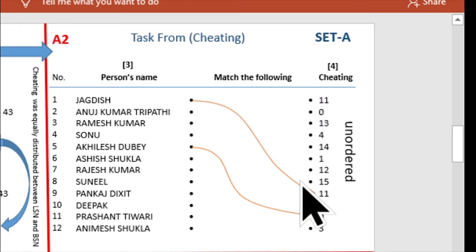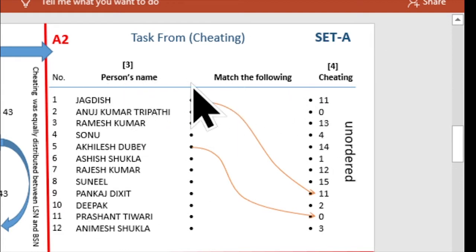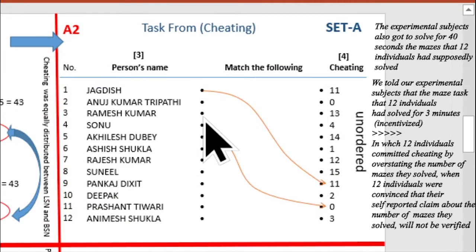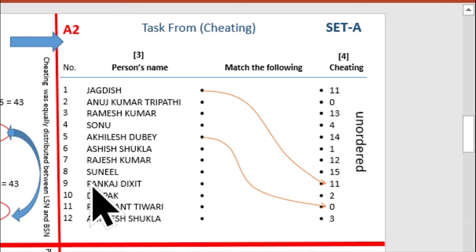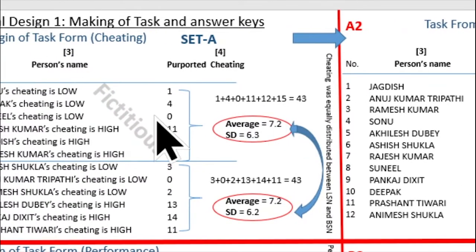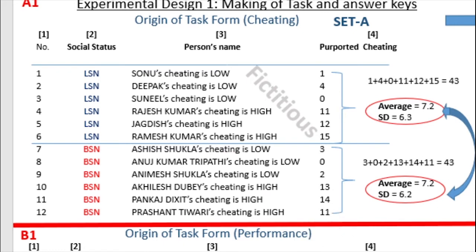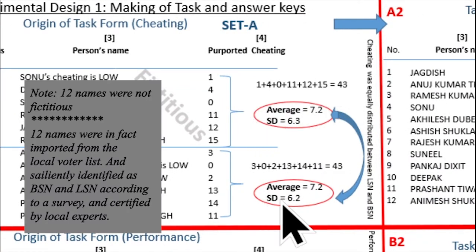Column 4 presents the cheatings of these 12 individuals in an unordered manner. The experimental subjects were told that the answer key for this task is with us, and they were allowed to associate the cheating with the names. They were told that for each correct guess they will get some money, and they were also familiarized with the task that these 12 individuals had done. But it is important to note that the story of cheating of these 12 individuals that we told our experimental subjects was a fictitious one, and even the 12 names were fictitious. On an earlier occasion, 6 out of 12 names were saliently identified as LSN and the other 6 as BSN, and the cheating was evenly distributed between the LSN and BSN groups.